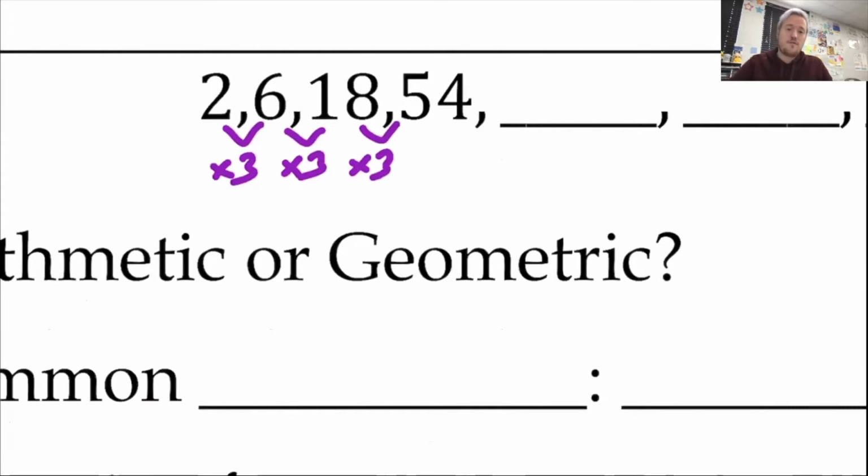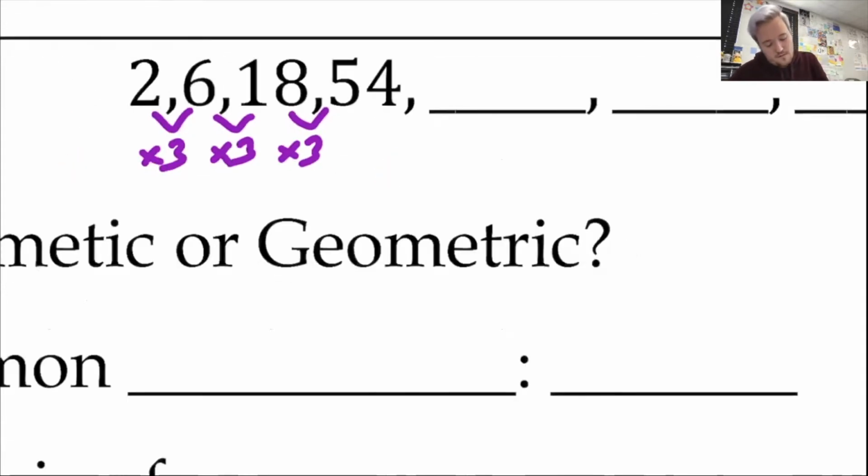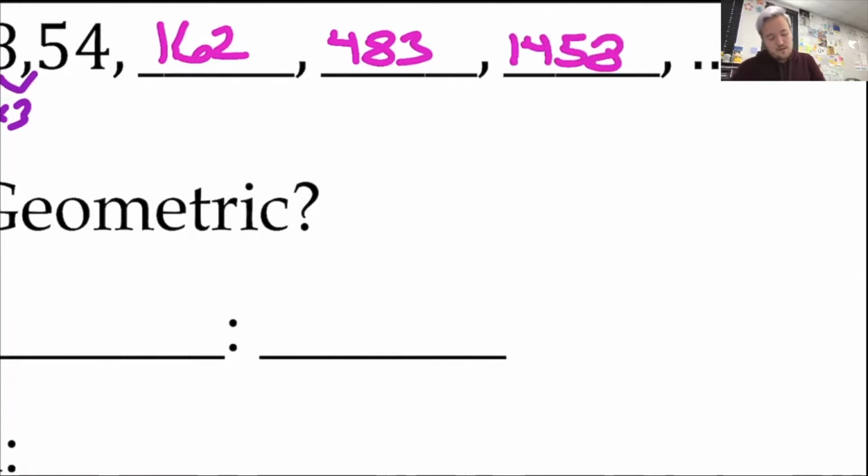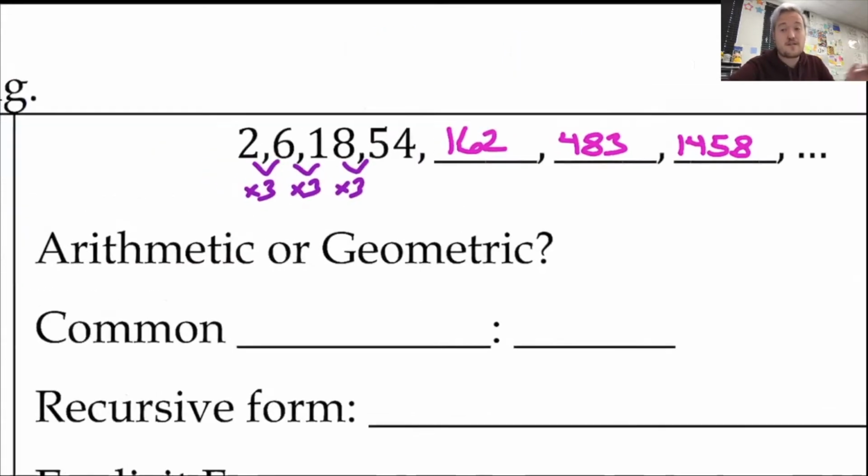So now if I do 54 times 3, that is 162. Then we're going to multiply it by 3 again, which gives you 486. Then multiply that by 3, which gives you 1,458. All right, so there's the next 3 terms of that sequence.